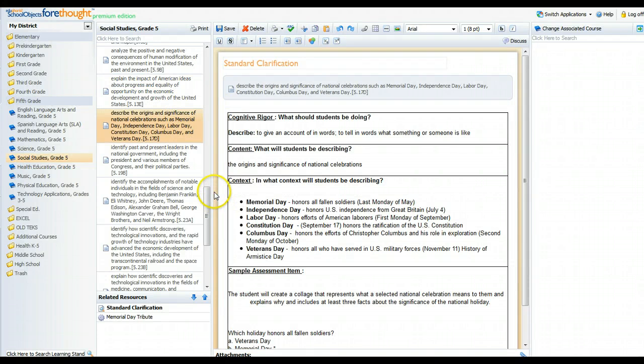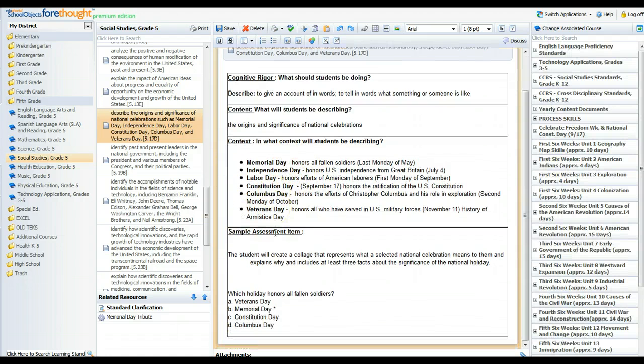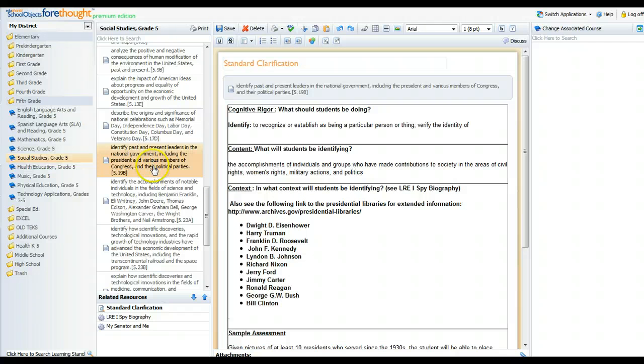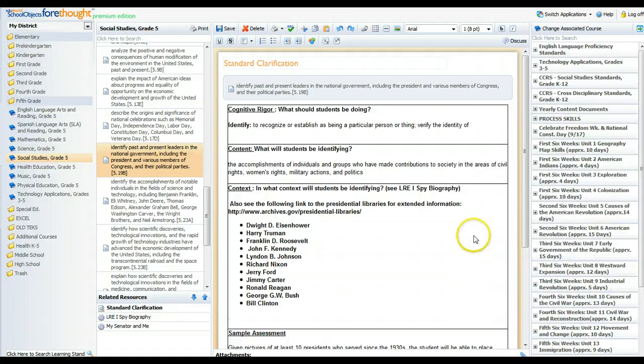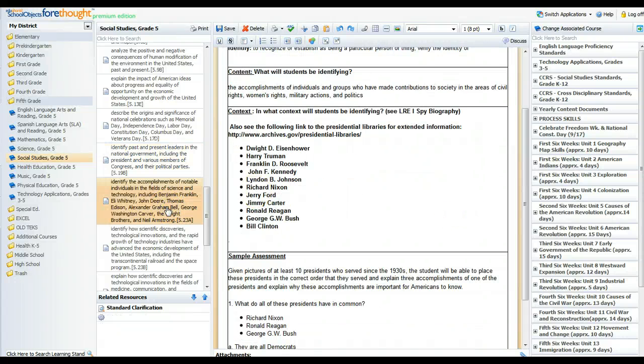Describe the origins and significance of the national celebrations. These are the national celebrations that we want you to focus on, making sure they know that. They need to know the difference, of course, between Veterans Day and Memorial Day, and make sure they understand that. They need to identify past and present leaders, and I have them here, and they would put these in a timeline showing the correct order that they served. In addition to that, they need to know which ones of these came from which political parties, and that might be something interesting for them.